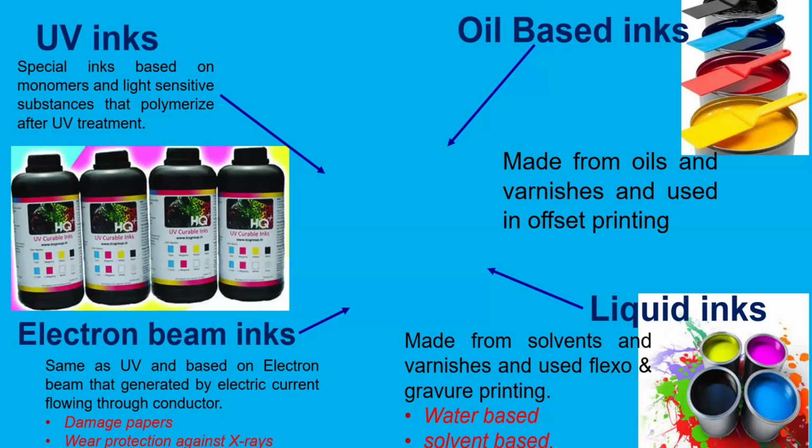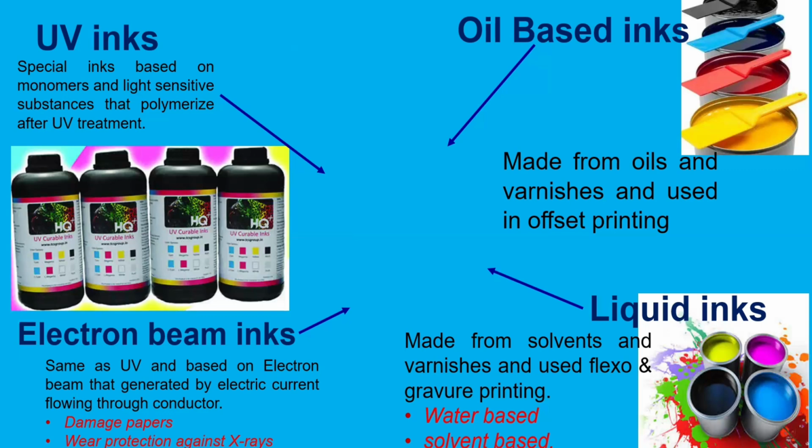Then another type, electron beam inks, similar to UV inks, based on electron beams generated by electric current. But there are some disadvantages of this type of electron beam curing. In most cases, we observe the electron beam damages the paper, and we also need to wear protection against X-rays.